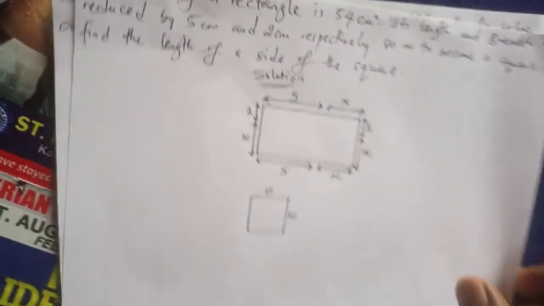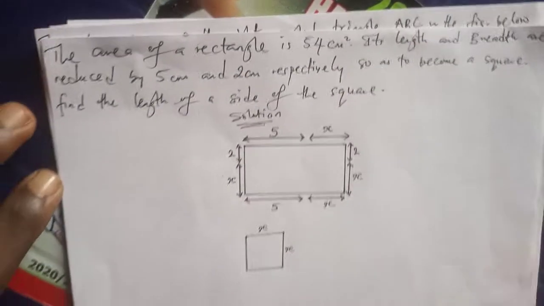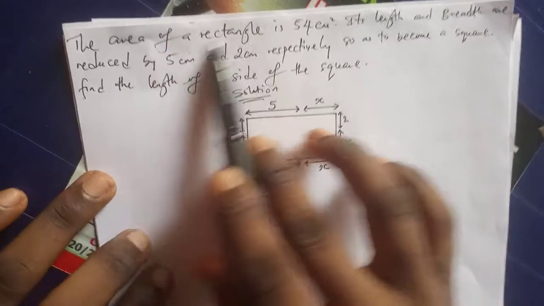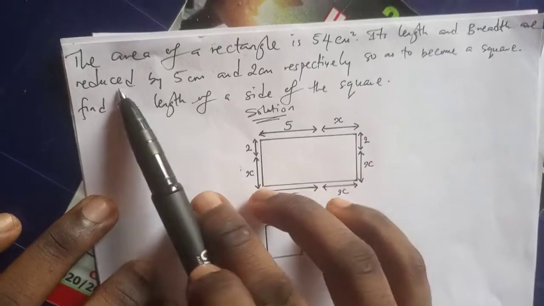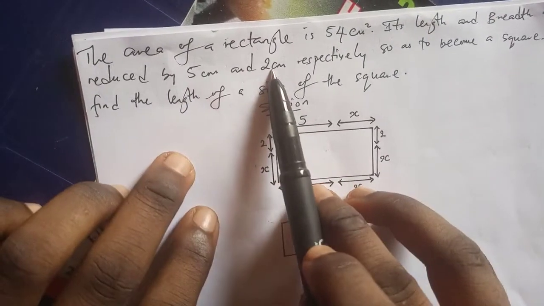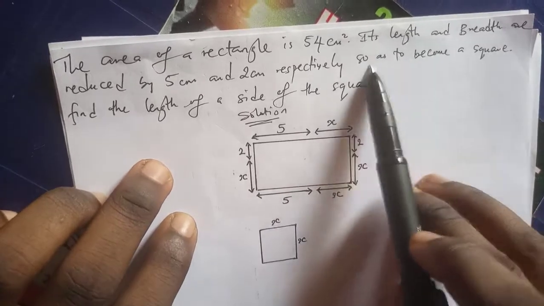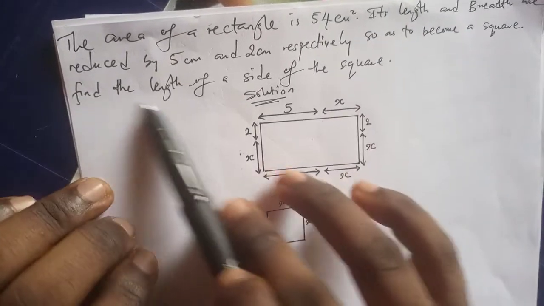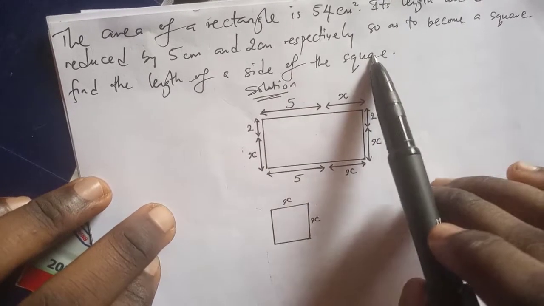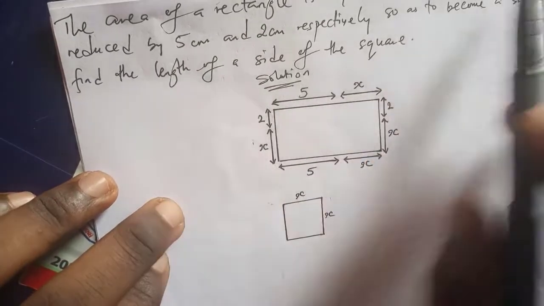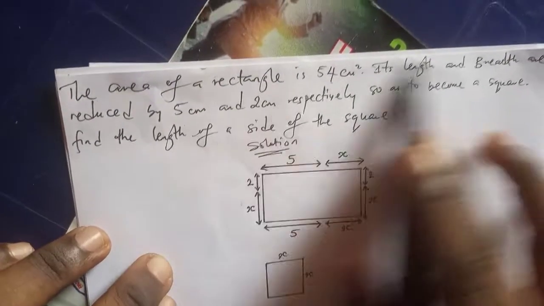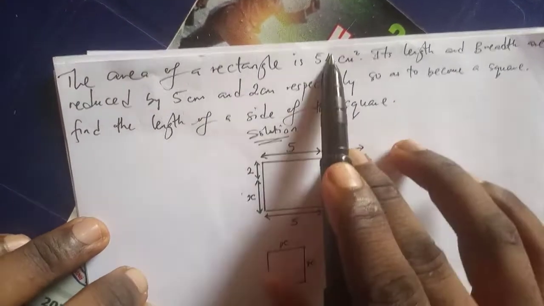All right, I have a similar one here with me. And here I have that the area of a rectangle is 54 centimeters squared. Its length and breadth are reduced by 5 centimeters and 2 centimeters respectively, so as to become a square. Find the length of a side of the square. Now, reducing 5 and 2 from the length and breadth will give us a square according to the question. And the area is 54.